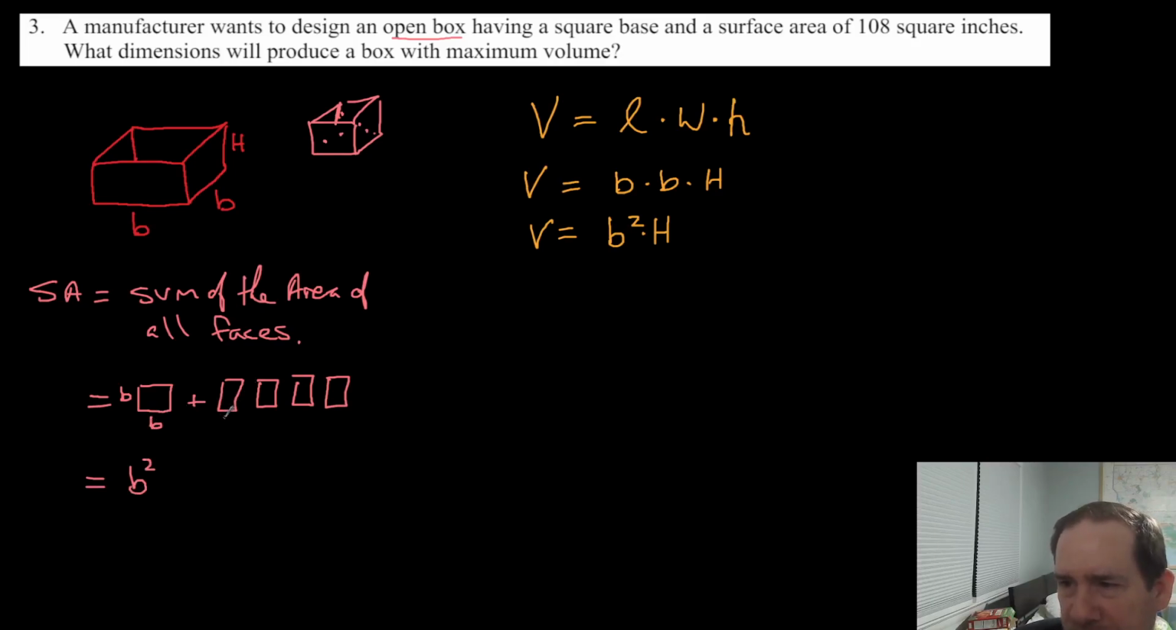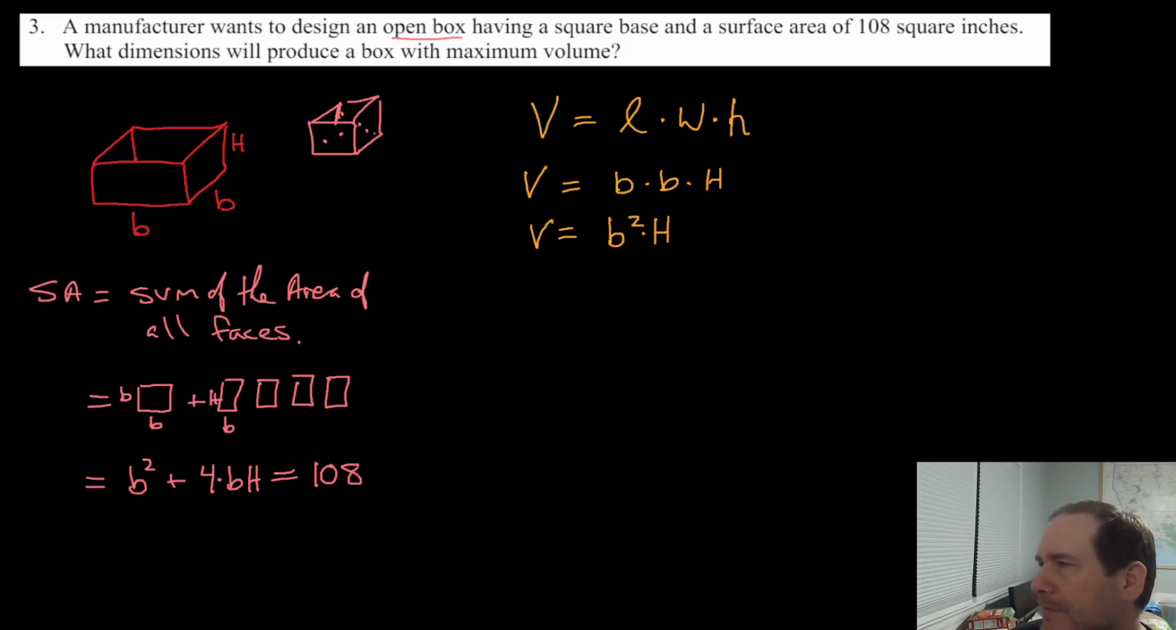And all of these faces are b by h. There are 4 of them, and all of them are b by h, so they all have areas of base times height. Since there are 4 of them, we can just multiply by 4. So there's our surface area formula, and we know that has to equal 108.